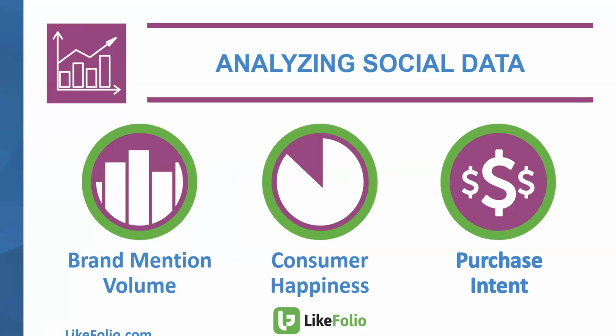So these are the three main metrics that we're looking at. Overall brand volume: are more people talking about the iPhone this year than last year? Consumer happiness: are they happier, or less enthusiastic about the iPhone? And then purchase intent: are they tipping their hand? Are they talking about actually making a purchase, buying an iPhone, upgrading to an iPhone this year versus last year? Those changes are where we extract the most value.